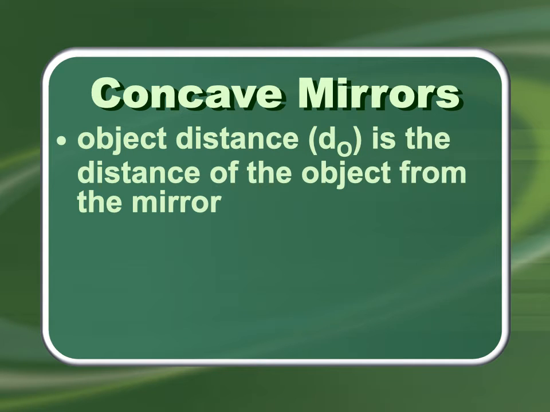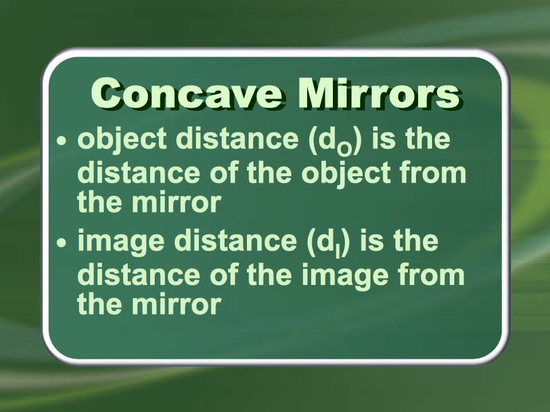Now, they give you some definitions. The object distance is the distance of the object from the mirror. The image distance is the distance of the image from the mirror. They just chose a weird font for that I. But anyway, okay, so these are kind of straightforward, kind of obvious, but you have to use these terms. So object distance, d sub O, is the distance the object is from the mirror. Image distance, or d sub I, is the distance the image is from the mirror.